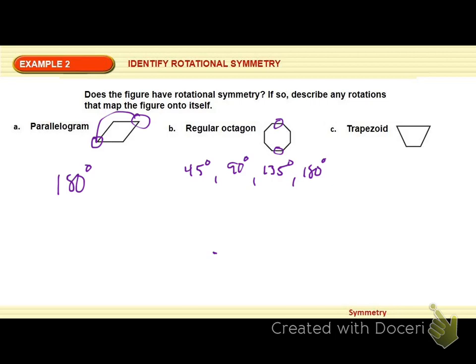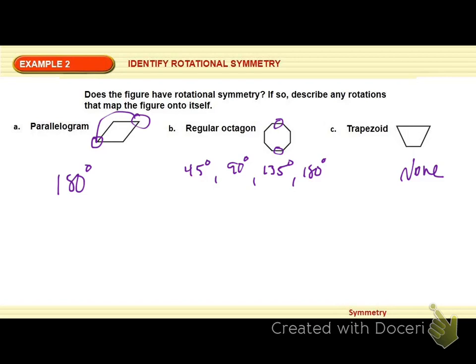So wherever our initial rotational symmetry sits, we're going to continue to turn this thing around until we get to 180 and stop. Okay? A trapezoid. Well, think about it. I can't map that vertex onto that one, or simply onto that one. Just use your imagination, right? So this guy has no rotational symmetry.